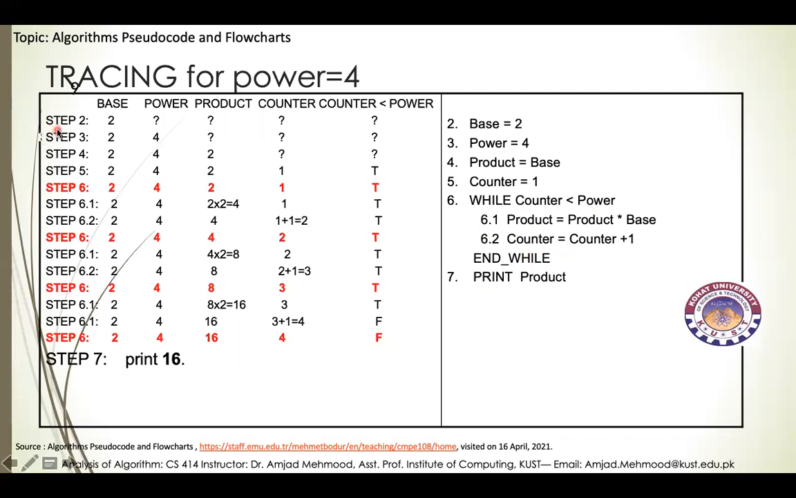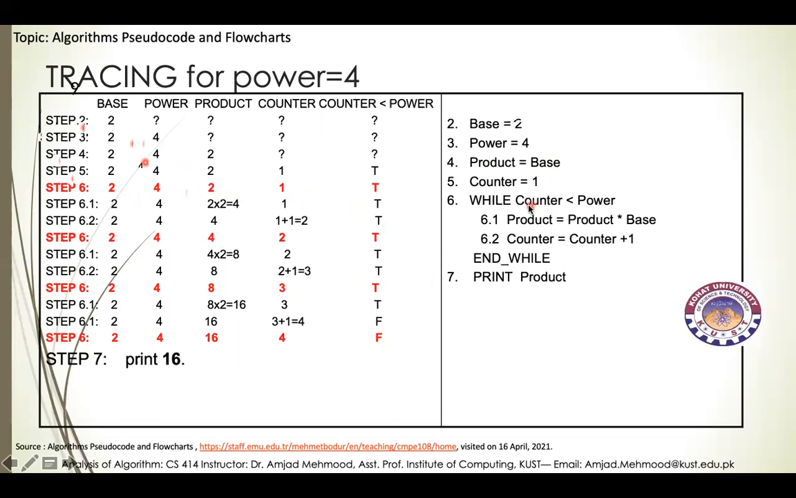So here you can see that at step 2 the base is 2, and at step 3 the power is initialized as 4. At step 4 you have a product, and you have assigned the base to the product. The base has value 2, so now the product value will be 2. At step 5 you can see that the counter is 1. So now the base is 2, power is 4, product is 2, and counter is 1.